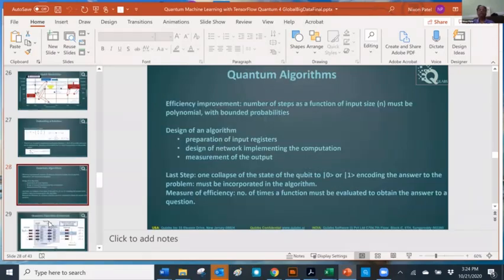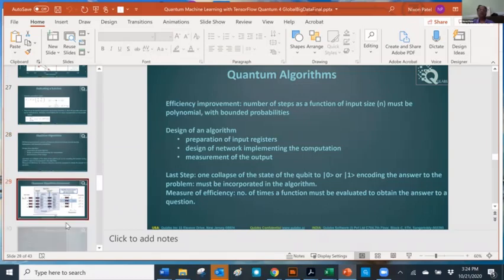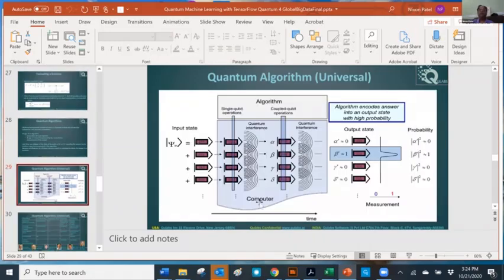So quantum algorithms, how do you design them: prepare the input registers, come up with different techniques of these gates, and do a measurement. That's how a typical algorithm would look. You have a quantum state psi, which is the input state, and then you do a bunch of single qubit operations and multi-qubit operations.